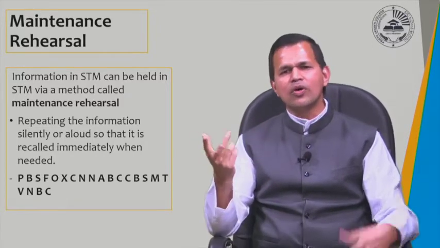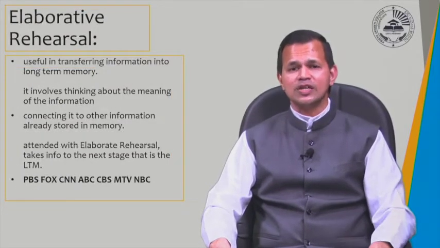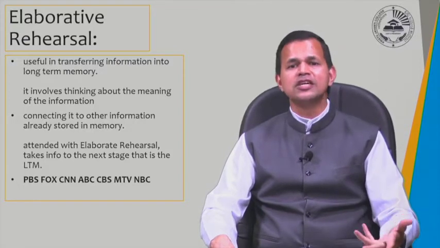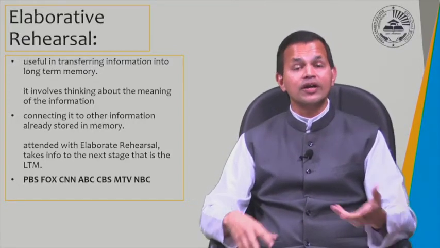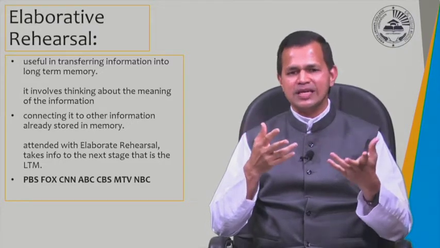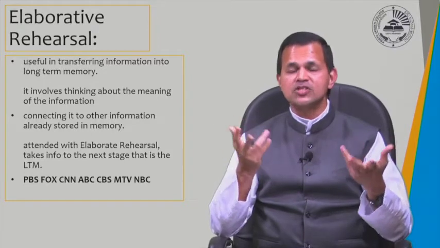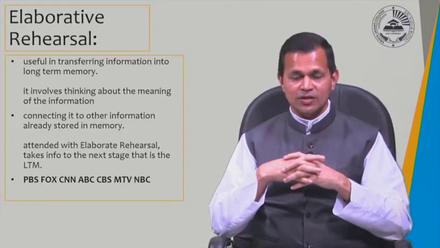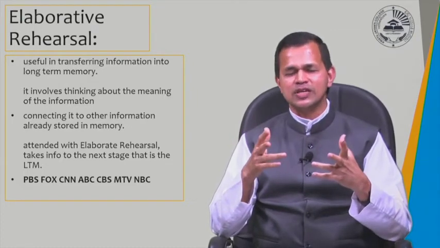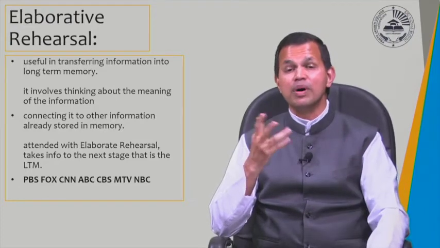And the next one is called elaborative rehearsal. Elaborative rehearsal is thinking about the meaning of the information and connecting it to other information already stored in memory. So the moment you see PBS and Fox and CNN and ABC, you already know that these are TV channels, right? You already have information stored there. That is the reason elaborative rehearsal makes it very, very easy for you to remember things better.